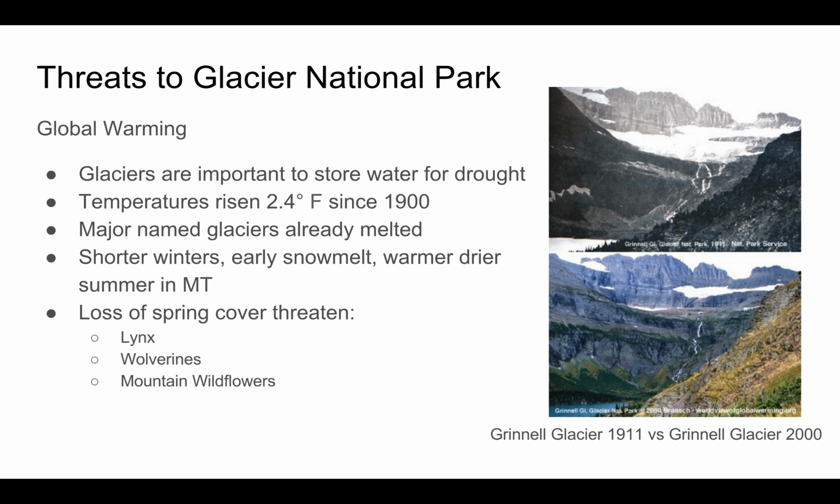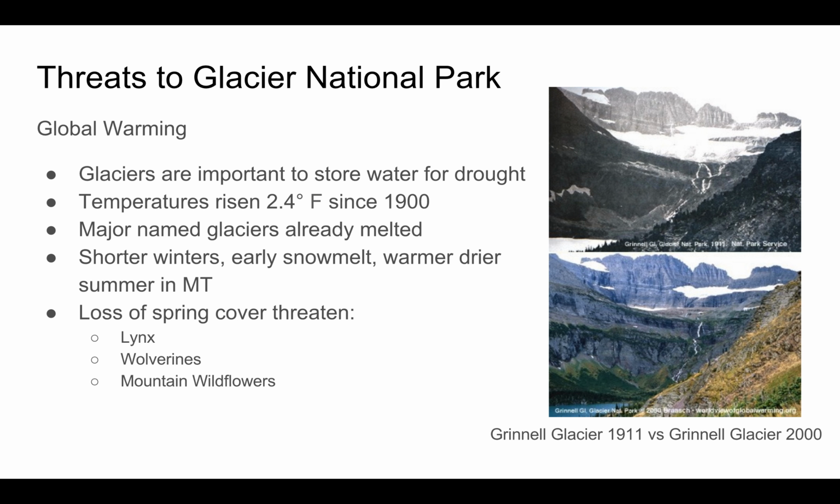A major threat is global warming. Global warming is not only shrinking the glaciers in Montana's Glacier National Park, but the climate changes threaten the park's beauty, wildlife, and economic value to the state. Since 1900, temperatures in the park have risen 2.4 degrees Fahrenheit. Of the 150 glaciers since opening the park, only 25 are left. Scientists have predicted that all 5 of the named glaciers in the Blackfoot-Jackson Basin could disappear by 2030. The park's wolverines, lynx, and mountain wildflowers are particularly vulnerable to the loss of spring snow cover.